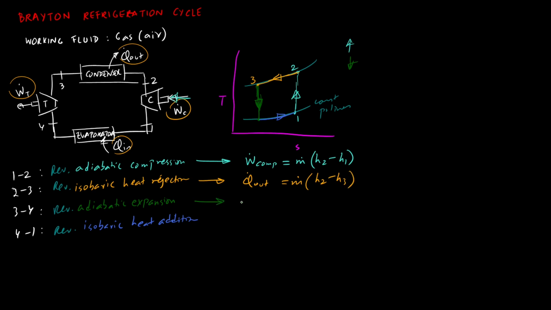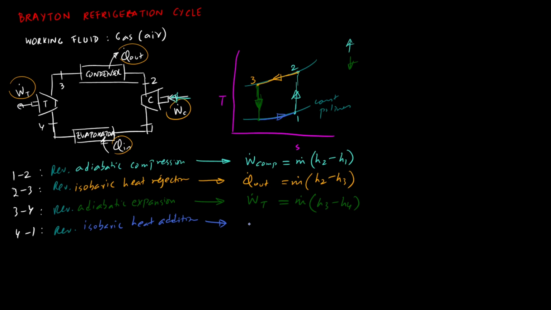And with the reversible adiabatic expansion that takes place within the turbine, let me write W dot T, subscript T, equals m dot, because the arrow is pointed outwards, so it's H3 minus H4. And then the heat addition within the evaporator, that's going to be Q dot in equals m dot into, and now, because the arrow is pointed inwards, it's going to be final state minus initial state, which is H1 minus H4.